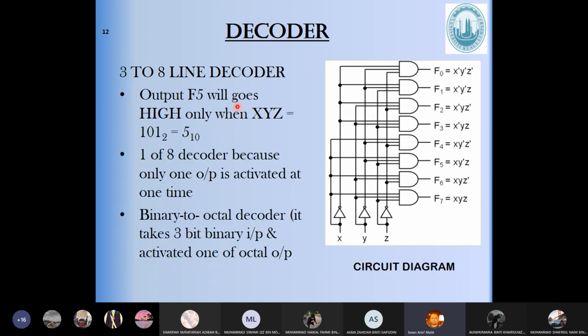Okay, so this is also known as 1-of-8 decoder because only one output is activated at one time, same as the 2 to 4 earlier, the 1-of-4 decoder. 3 to 8 is also the same as a 1-of-8 decoder. It can also be called a binary to octal decoder. So input is binary, output is in the form of octal. Octal numbers are base 8, which can only display from 0 up to 7.